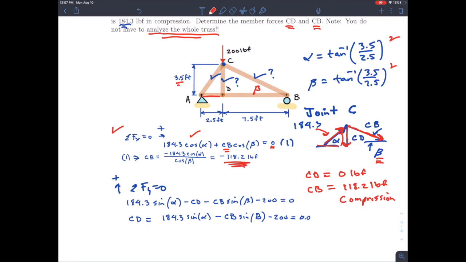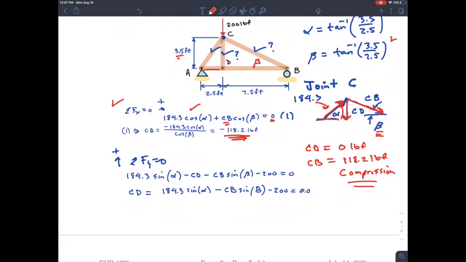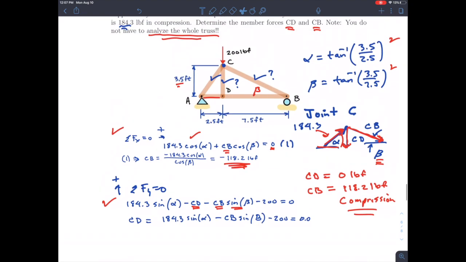I get a negative number here. I had drawn this in tension. What that means is that CB is actually in compression. And finally, to solve for CD, I can write sum of forces in the y direction equals 0. In the y direction, I have 184.3 sine of alpha moving up. Then I have CD moving down. CD's completely in the y direction. And then moving down also I have CB sine of beta. And I forgot on my free body diagram that there's a 200-pound force that's acting at the top here. That's the load.